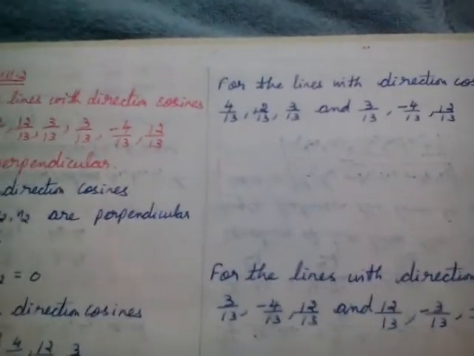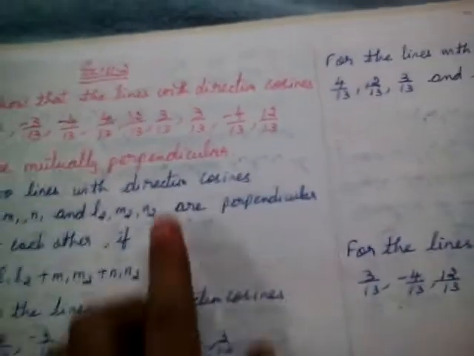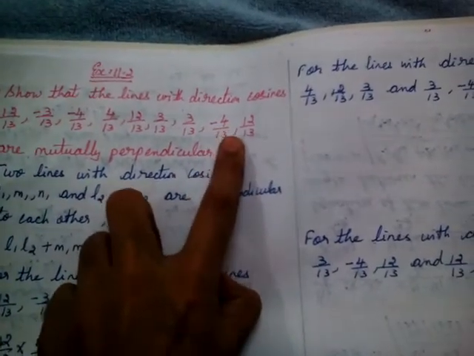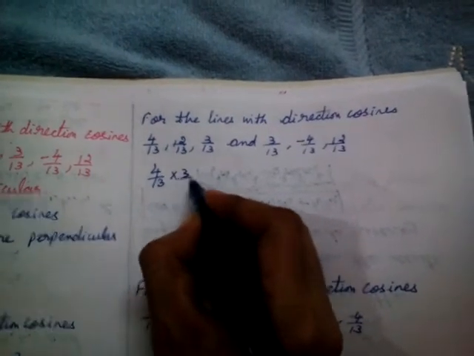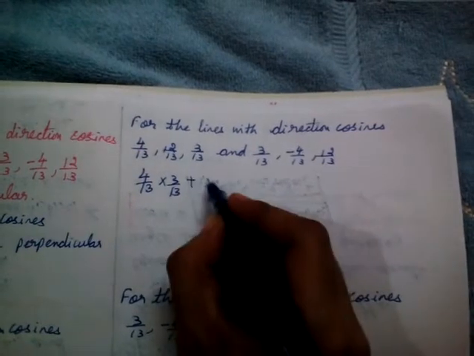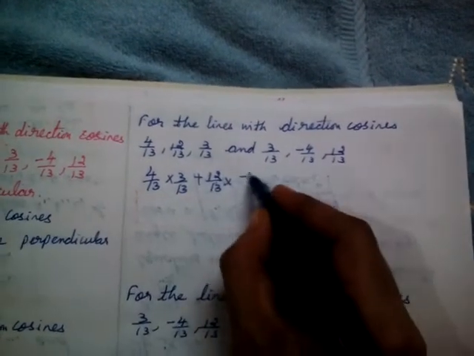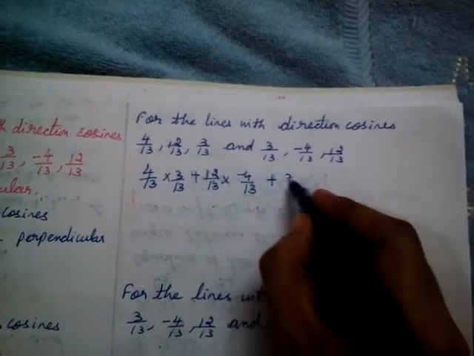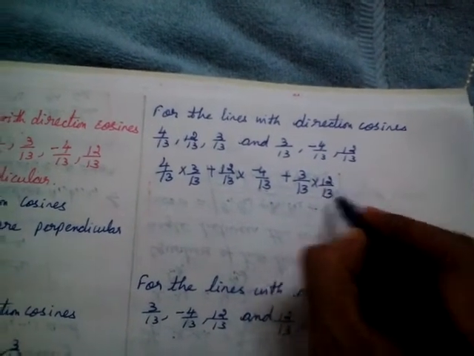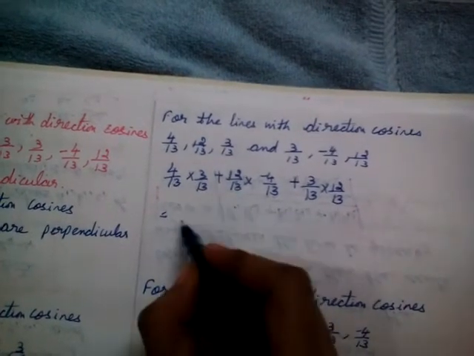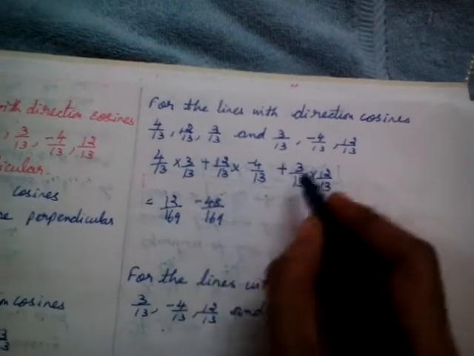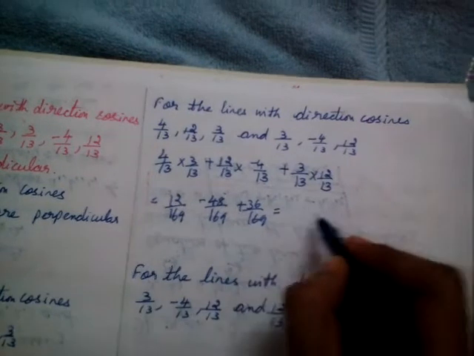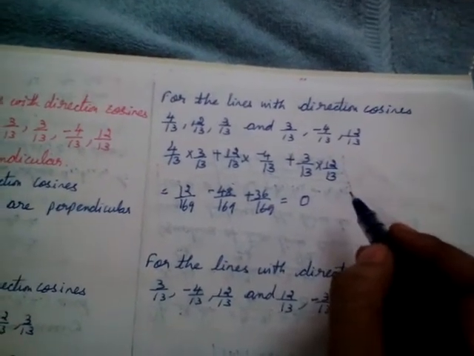Now when you consider the next two lines, this one and these two direction cosines, just take the product again. So you get 4/13 into 3/13, plus 12/13 into -4/13, plus 3/13 into 12/13. When you take the product, 4 3s are 12, so 12/169 minus 48/169 and here it is 36/169, which becomes 0. So these two lines are perpendicular.